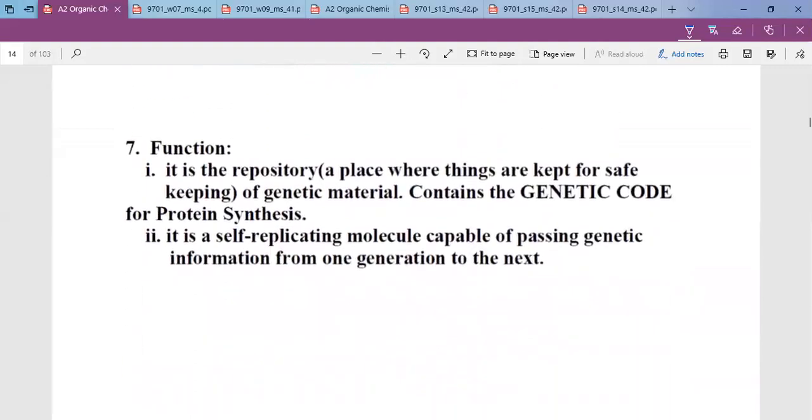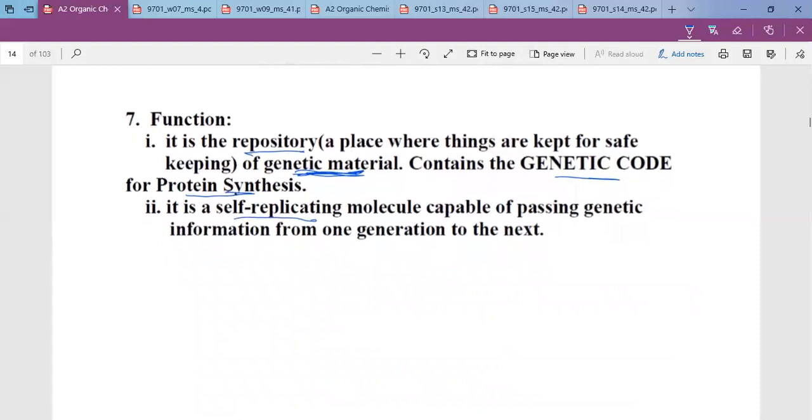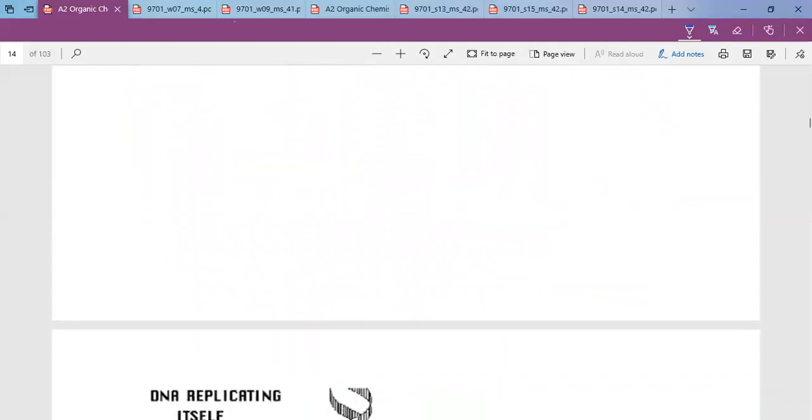What's the function of DNA? It's a repository, meaning a place to keep safe the genetic material. Whether you are Chinese, Indian, Malay, or European, all of this is kept here. It's called a genetic code to produce your proteins, basically. It will self-reproduce; it doesn't need anything else. So how does it reproduce? It will unravel. The hydrogen bonds will break into 2 strands.